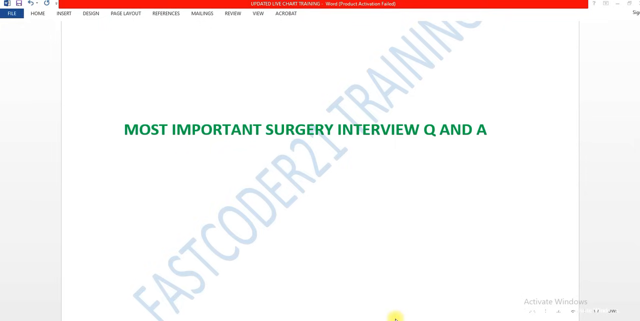For example, you need to tell 22 modifier. So what is a 22 modifier? Increased procedural service. So here you are not changing the CPT code description, correct? But it is informing that there is a separate situation along with this code. So here we are telling the insurance payer that we have performed this procedure, but it took more time due to the patient's complexity or the patient's obesity.